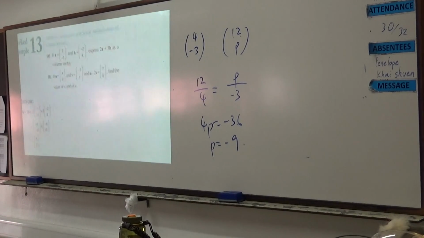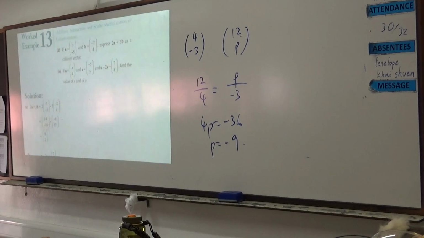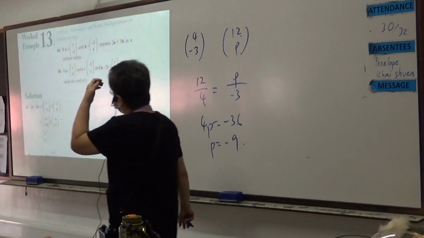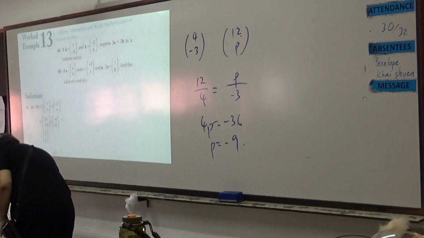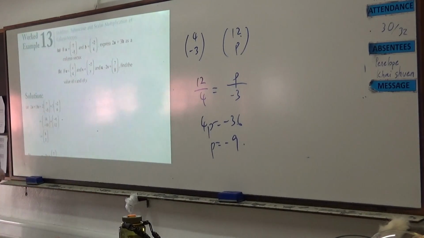Now, next thing. Let's take a look at this particular question. Example 30. If A is this and B is this, express 2A plus 3B as a column vector. I think it's very easy, right? It's just matrices. You have this.